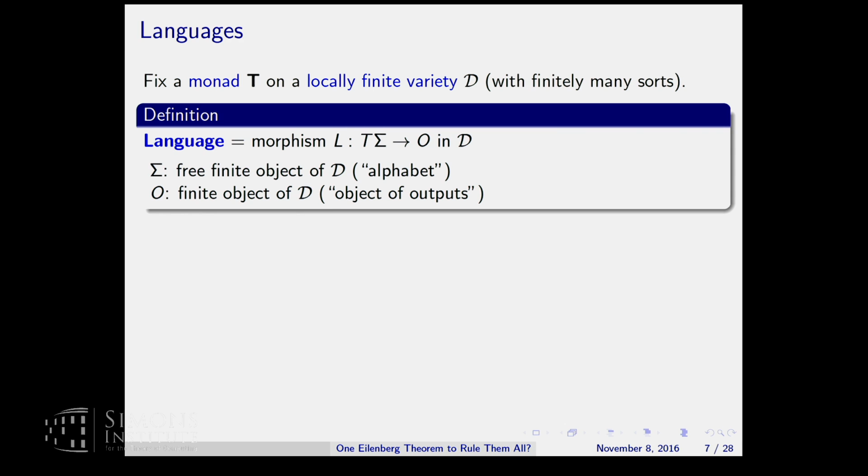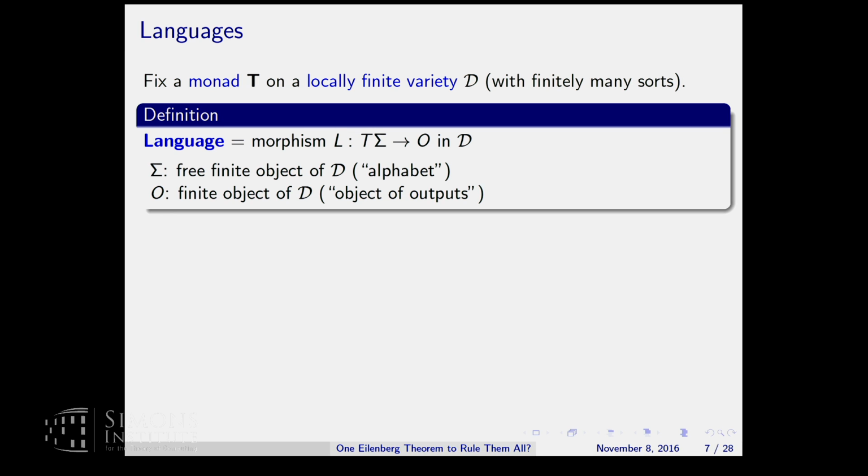And then one can give, in this setting, a very general definition of what a language is. Namely, it's just a morphism from a free algebra on some object of D, which we think of as an alphabet, to some object O of outputs.